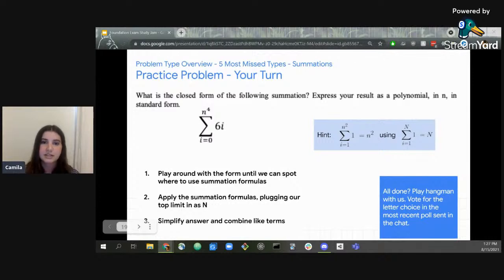So now it's your turn. If you guys want to try to work this one out. So we're asked to, it's the same thing basically. We're asked to give the closed formula for this summation.